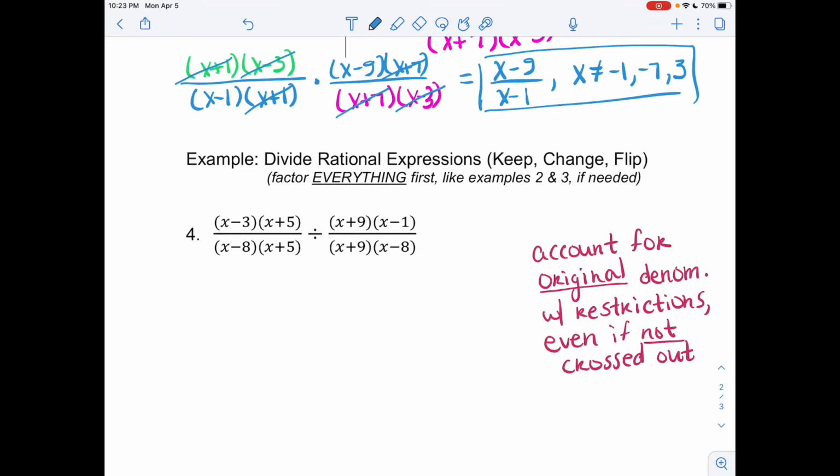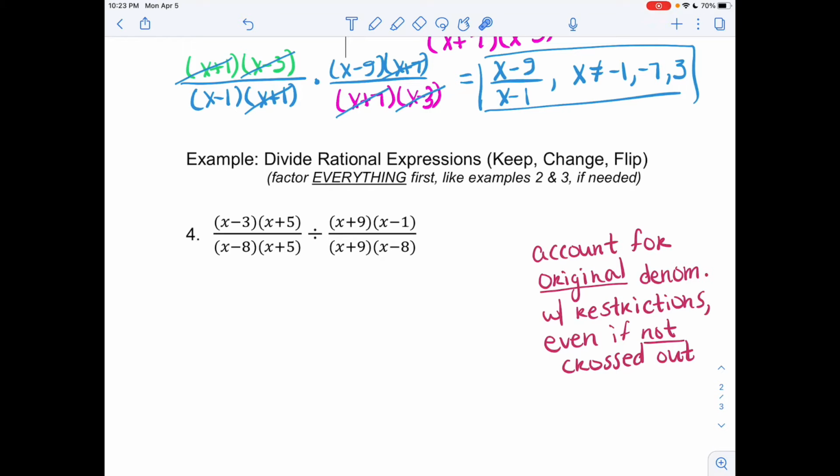Right, one last problem to look at, and this is a dividing example. Notice that we have the division symbol here. And so we are going to use our keep, change, flip technique just like we did when we were working with numbers on the front page.